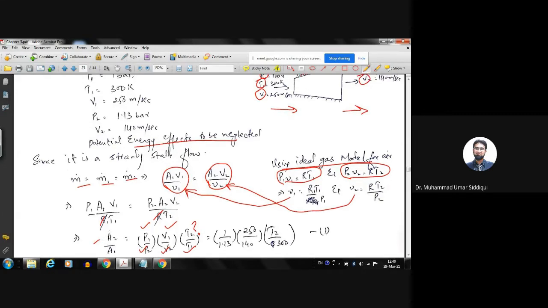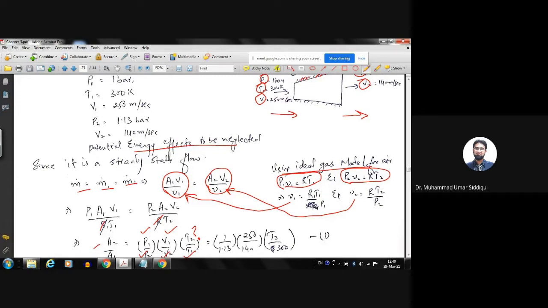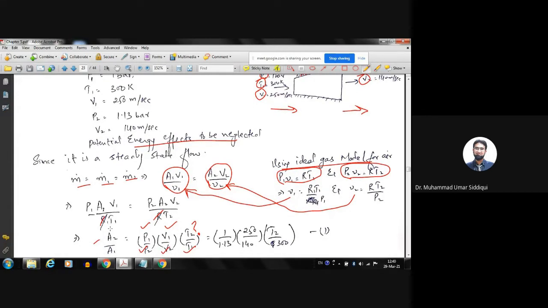Is the solution procedure clear so far or not? Yes, it's clear.